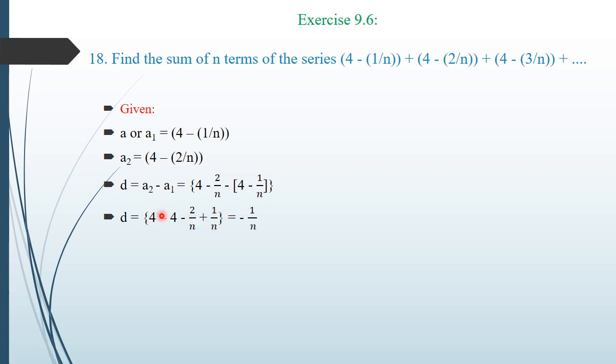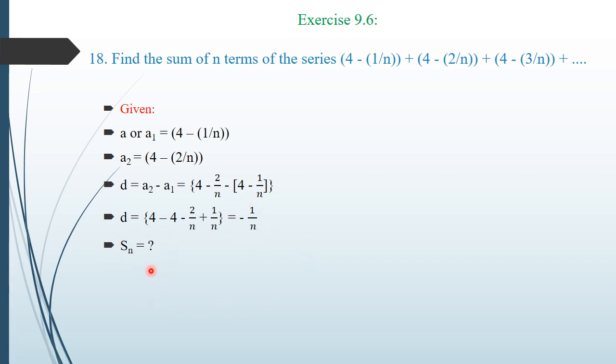Then this plus 4 minus 4 get cancelled, and from minus 2 by n I'll add 1 by n. So I'll get minus 1 by n. That minus sign I'll keep as it is. Therefore, the common difference for this AP is going to be equal to minus 1 by n here.